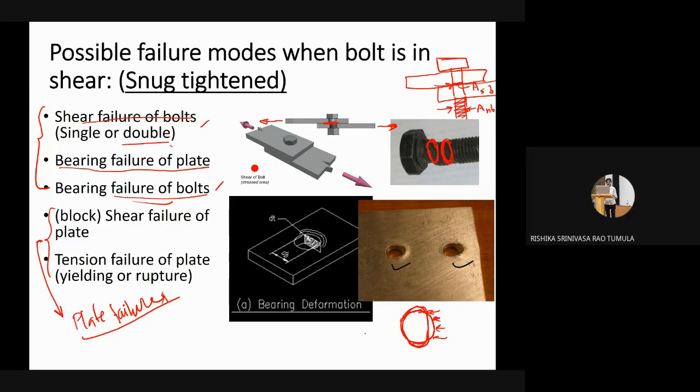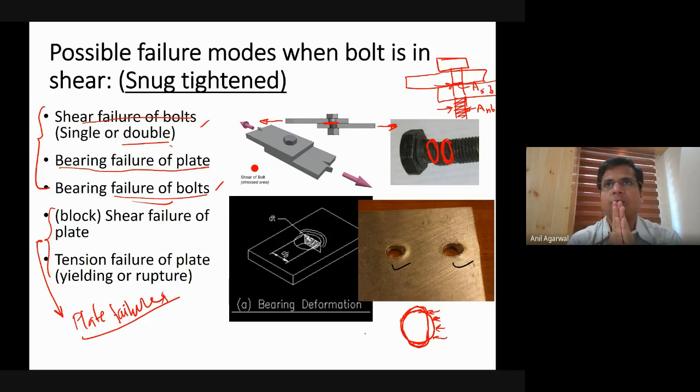Hole diameter. Hole diameter, very good. So for any given force, if the hole diameter is large, and of course, the bolt diameter must be large as well, because there are limits to how much tolerance or gap you can have between the bolt and the hole. If the hole and the bolt diameter are large, then the stress will get distributed over a larger area for the same force. So as a result, your stresses will be lower, and you are less likely to have a bearing failure. Good. What else?